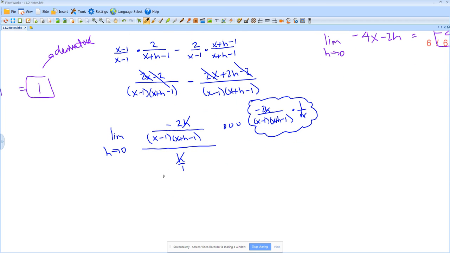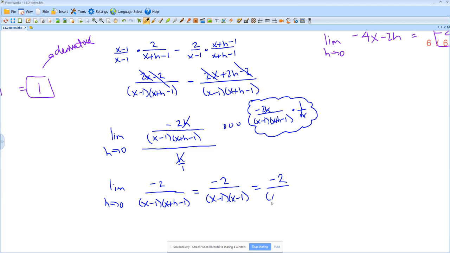So now this becomes the limit as h approaches 0 of negative 2 over x minus 1, x plus h minus 1, which will give us negative 2 over x minus 1 times, if h is 0, this would just be an x minus 1 again. So that would give us negative 2 over x minus 1 squared. And again, this is my derivative. And we'll learn more about what the heck I'm talking about when I talk about that derivative when we get to section 11.3. All right, thanks for joining.